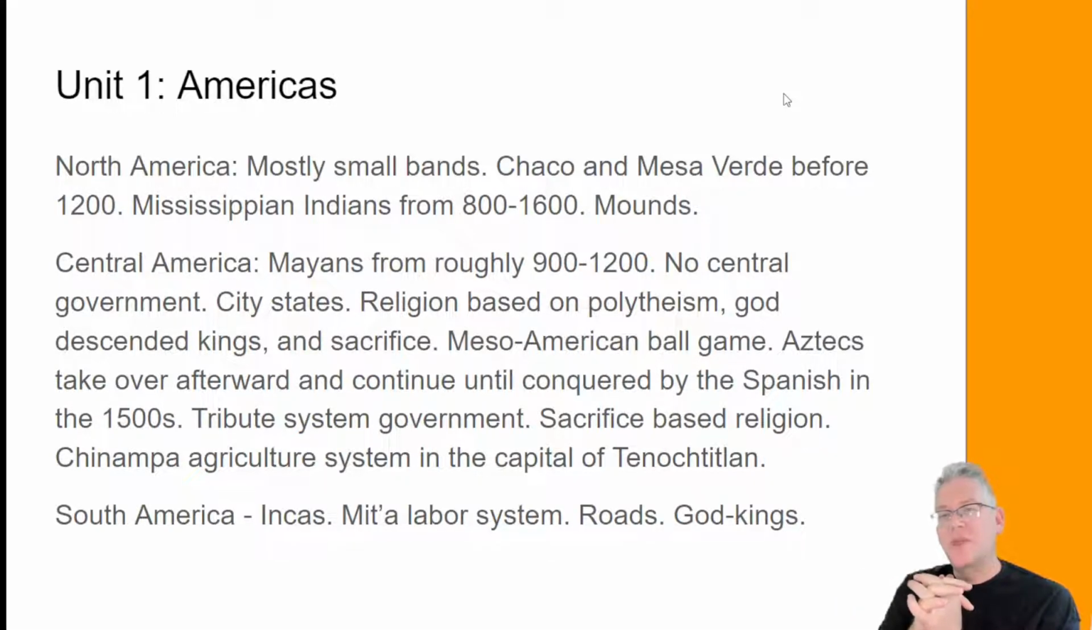In South America, then, we have the Incas. The Mita labor system is important. This was the idea of a labor tax. So they needed their roads built, so they would have the Mita, so they would just bring people out to come and fix roads and things over time. Roads are also very important to them. It's a very long empire, so you've got to make sure you can get all the way through there.